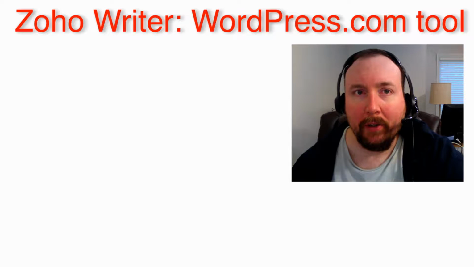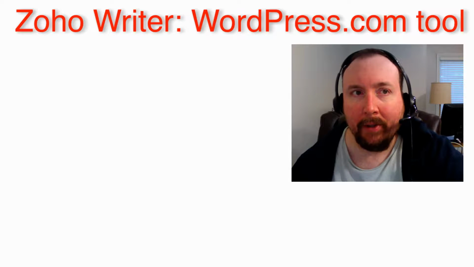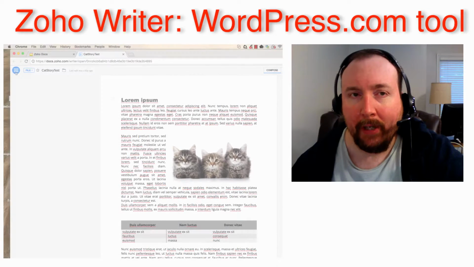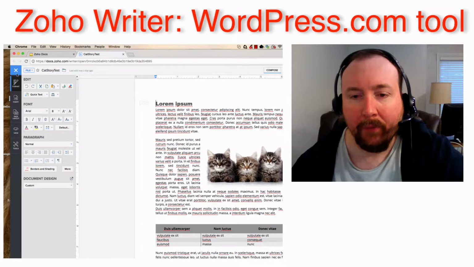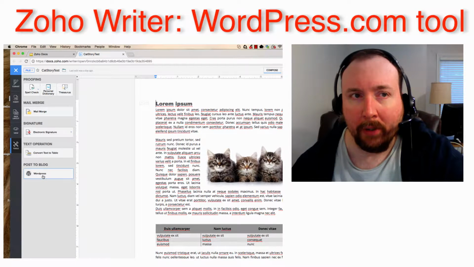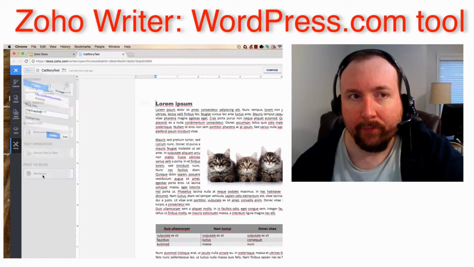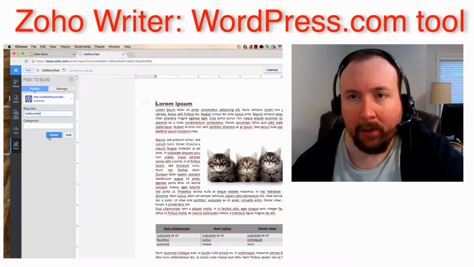In this video we are going to look at a very useful feature in Zoho Writer for bloggers. The ability to post a document to your WordPress.com blog. The feature is located in the Tools tab under Post to Blog. This will link you to the WordPress.com website.